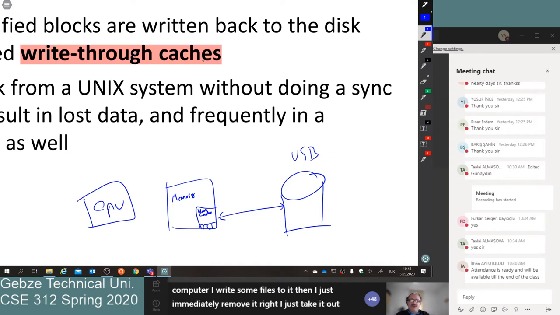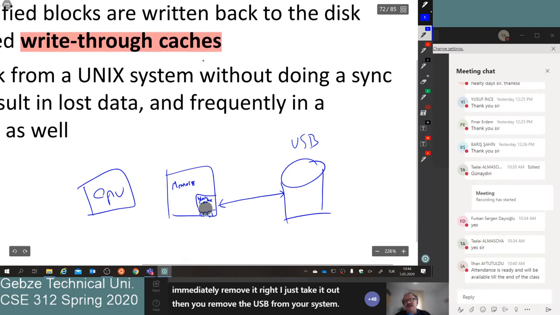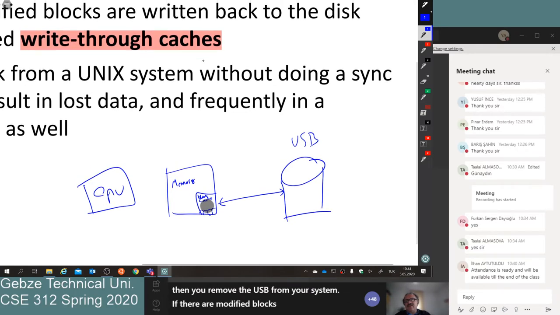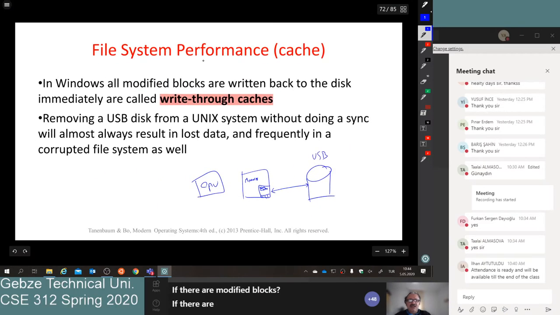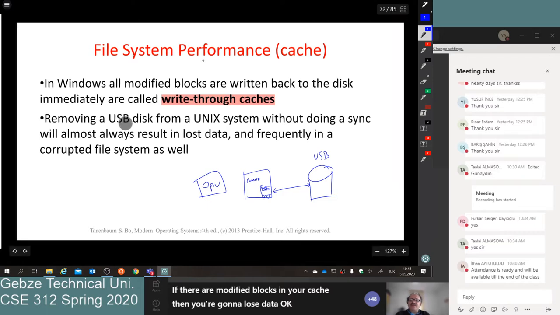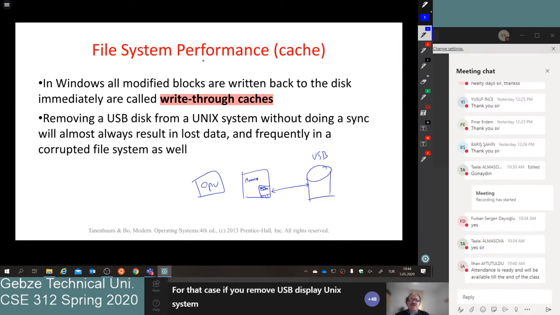When you remove the USB from your system, if there are modified blocks in your cache, then you are gonna lose data. If you remove a USB disk from a Unix system without doing a synchronization first, that will almost certainly result in lost data and a corrupted, unstable file system.